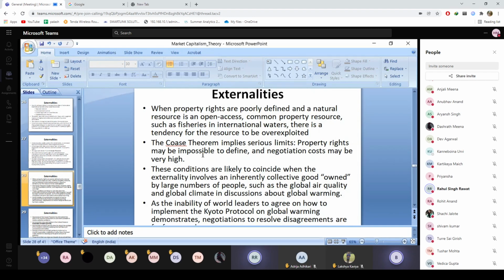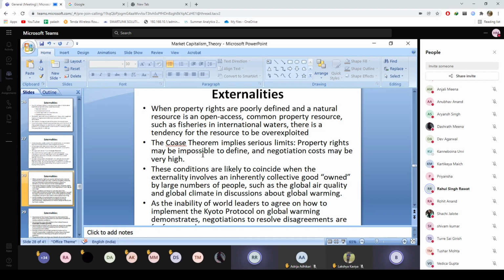The Coase theorem implies serious limits in terms of property rights, which may be impossible to define, especially in certain cases like international water, and negotiation costs may be very, very high when a large number of stakeholders are involved. Imagine a river is polluted and a lot of fishermen or farmers are dependent on that water. Organizing all the farmers and negotiating with the industries will be very, very hectic and difficult. So these conditions are likely to coincide when the externality involves an inherently collective good owned by a large number of people, such as global air quality or global climate in discussions about global warming.